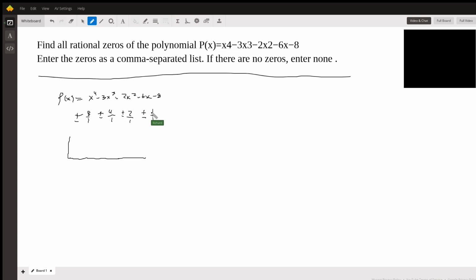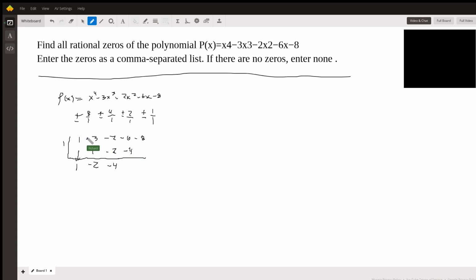So 1 is going to be our 0, so we put a 1 here. And we put the coefficients up here. Negative 2, negative 6, negative 8. And we bring down the leading 1 here. 1 times 1 is 1. Negative 2. Negative 2 here. Negative 4. Negative 4 here.